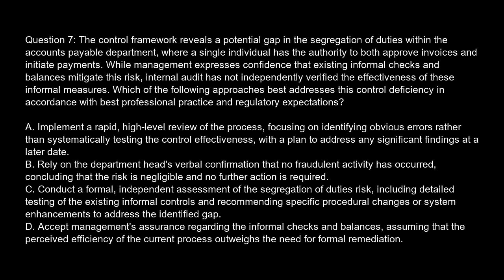Option C. Conduct a formal, independent assessment of the segregation of duties risk, including detailed testing of the existing informal controls and recommending specific procedural changes or system enhancements to address the identified gap. Option D. Accept management's assurance regarding the informal checks and balances, assuming that the perceived efficiency of the current process outweighs the need for formal remediation.